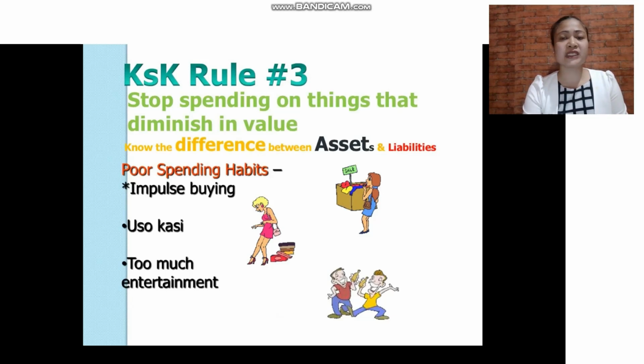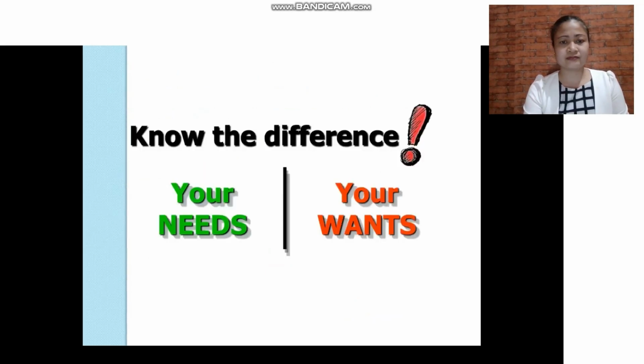And rule number three, stop spending on things that diminish in value. Know the difference between assets and liabilities, the needs and the wants. Poor spending habits, impulse buying, and too much entertainment. Yes, know the difference between your needs and your wants. Know the things that you really need and the things you only want.